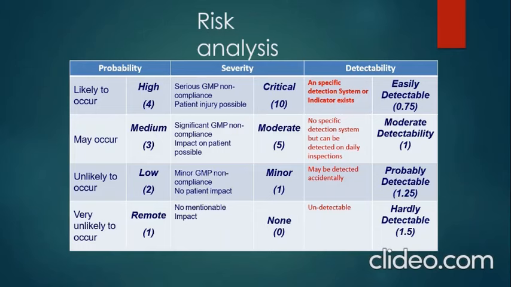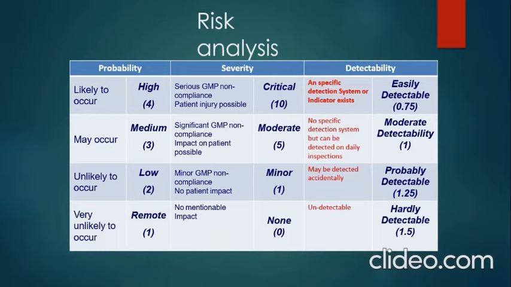Detectability: if a specific detection system or indicator exists, and it is easily detectable, then it counts as easily detectable. If no specific detection system exists, then it counts as moderate detectability. If it may be detected accidentally, it is probably detectable. And if there is no chance for detection of this problem, then it is hardly detectable.